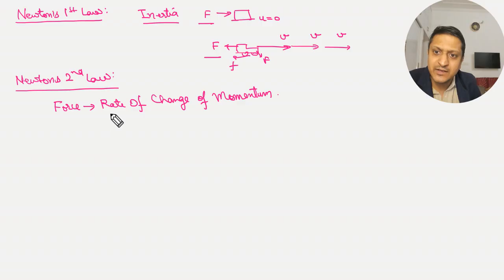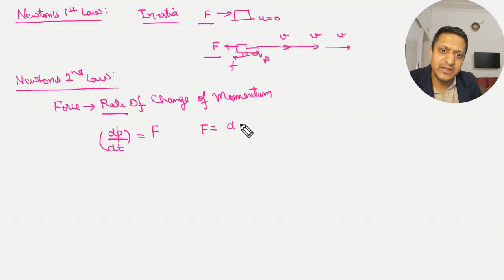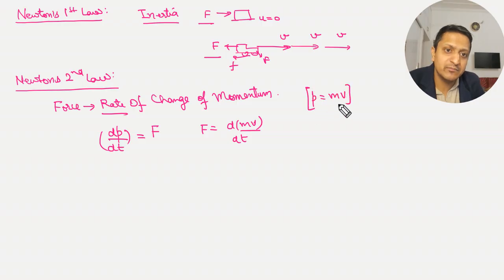Rate means by time. So change of momentum is dp and rate is by dt. So dp by dt is equal to force. So force is equal to d(mv) by dt, because p is momentum and momentum is equal to m into v. This is the common formula that we all know.